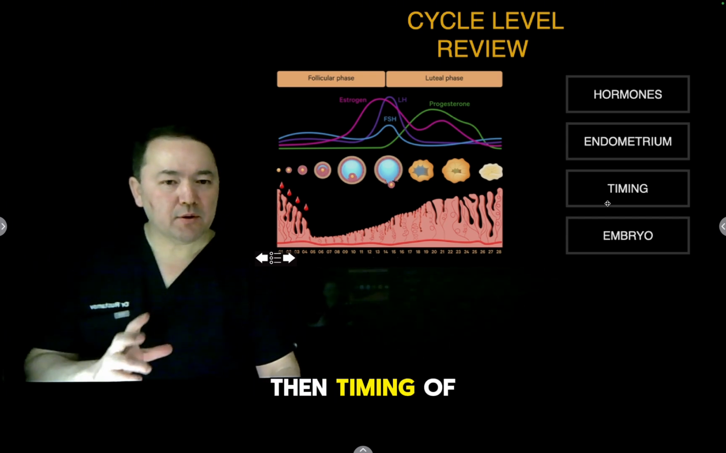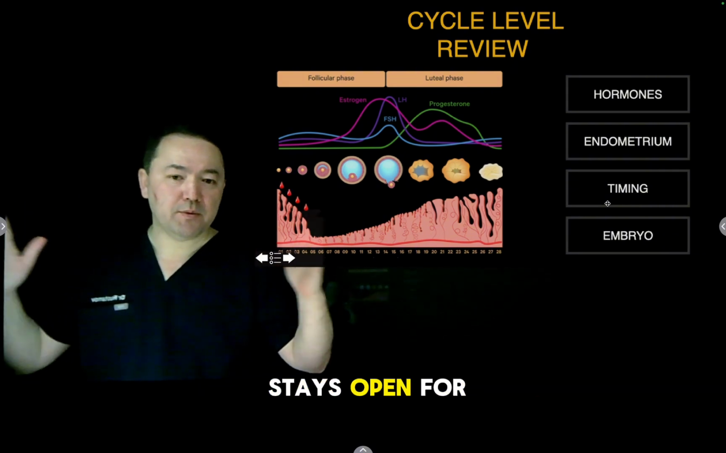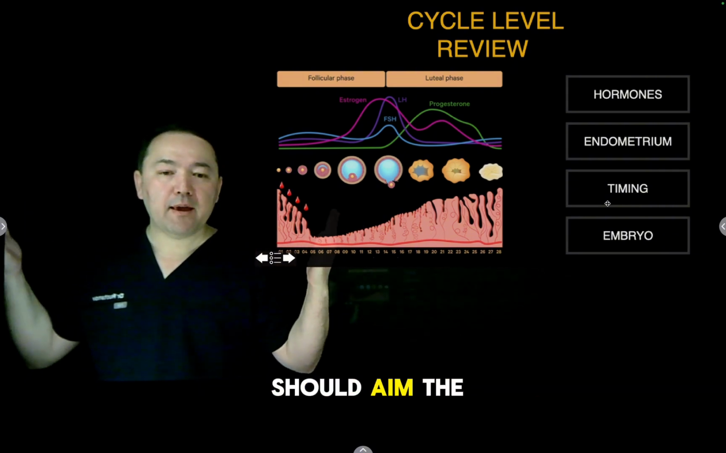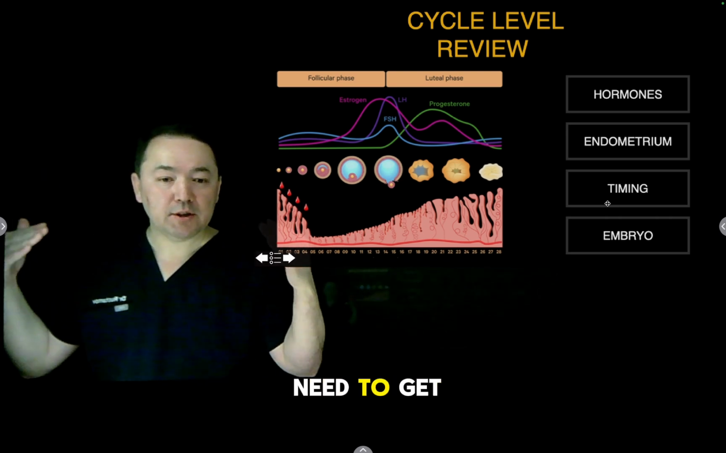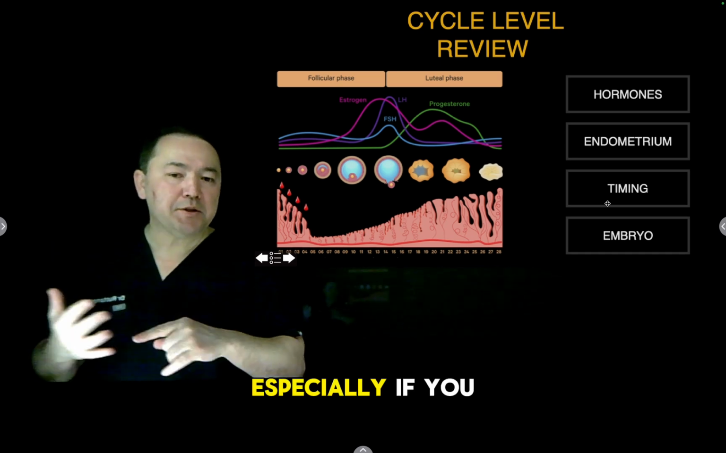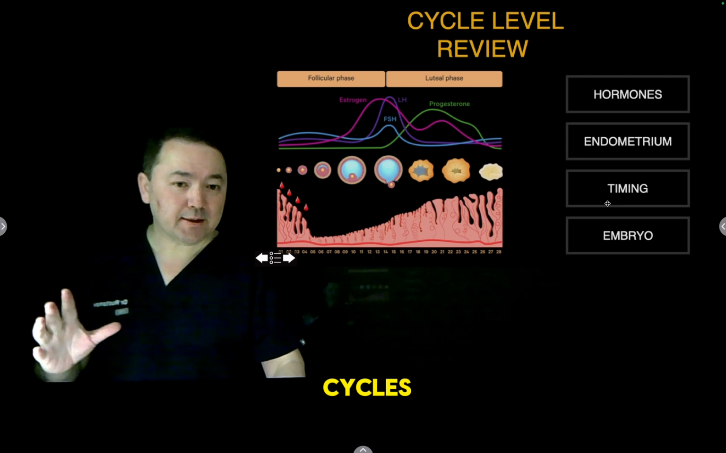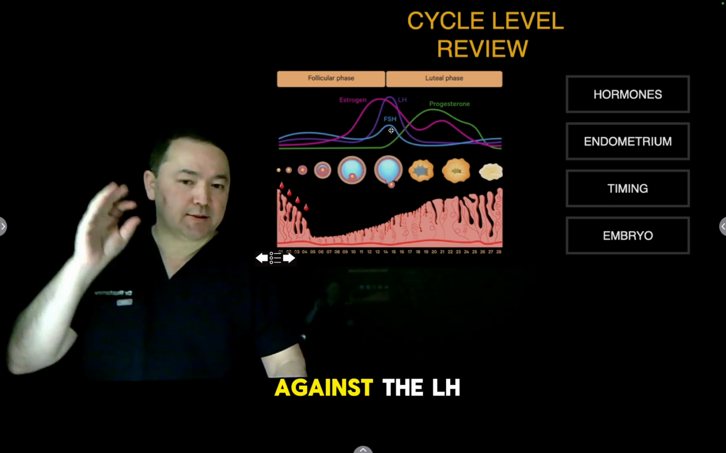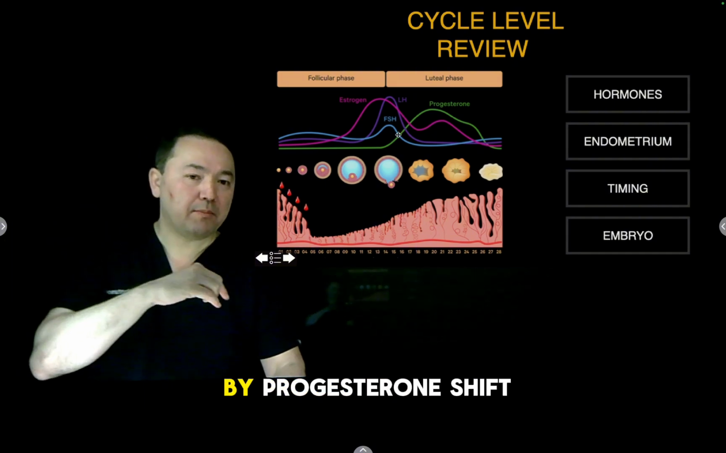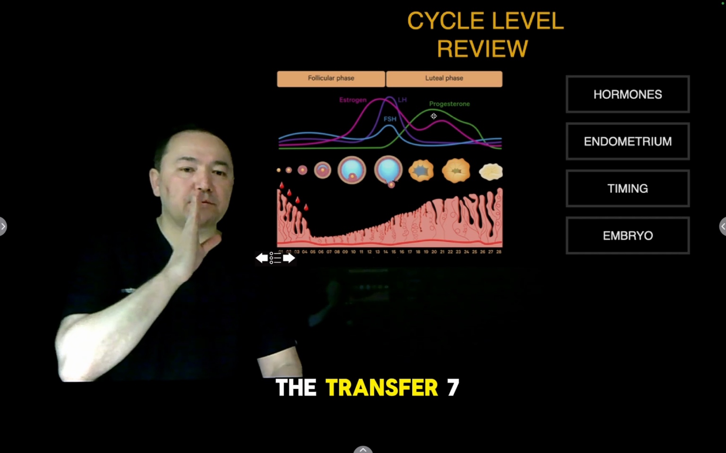Then timing of your transfer. The implantation window normally stays open for 3-4 days. You should aim the transfer right in the middle of the implantation window. For that, you need to get the timing right, especially if you had ovulation in a natural, induced or stimulated cycle. You should time the transfer against the LH surge and confirm by progesterone shift, or if you're using the trigger, you should do the transfer 7 days after.